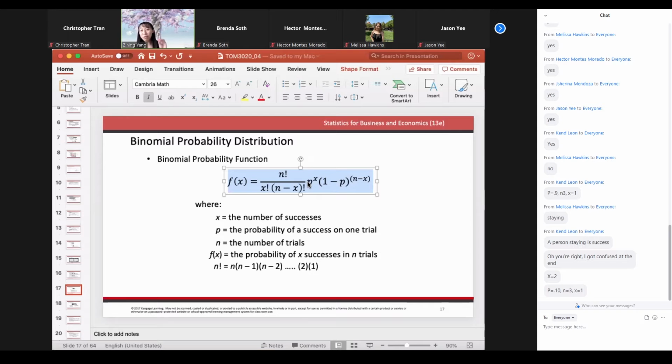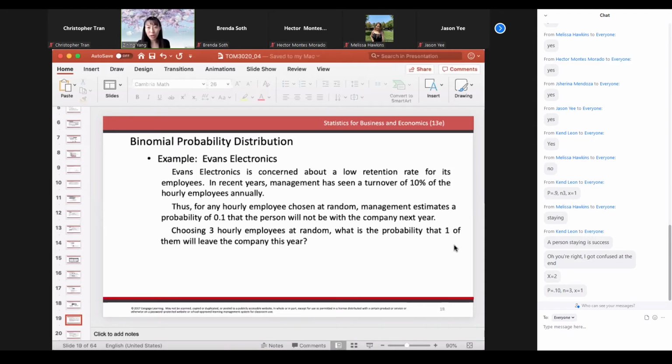And now you have 0.1 raised to the first power, and then 0.9 raised to the second power, which again was the same. When we defined staying as success, we had 0.9 raised to the second power, then 0.1 raised to the first power. But now we simply flipped the two. So that's why I'm saying earlier that it doesn't matter which one you define as success and which one you define as failure, because you are multiplying everything together. And that gets you the same numerical outcome.